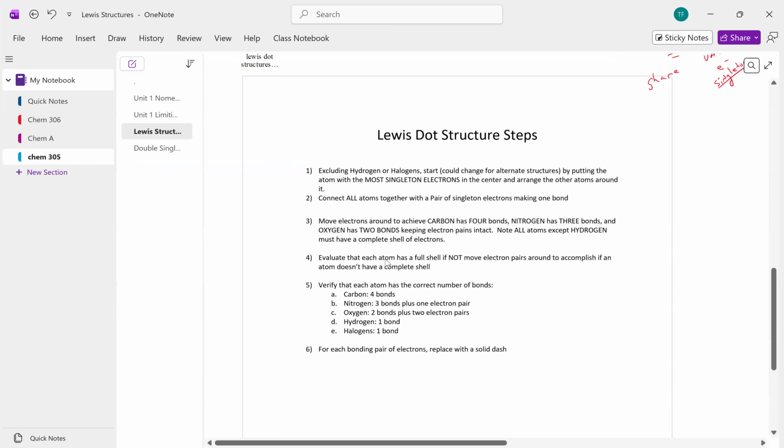Okay. All right. So let me do a couple more before we go into these steps. But this is the steps I was talking about.